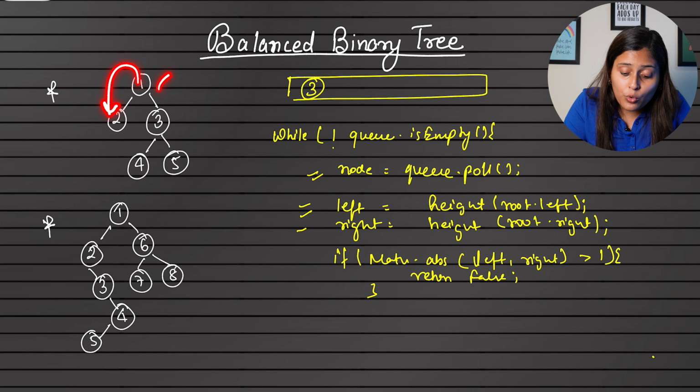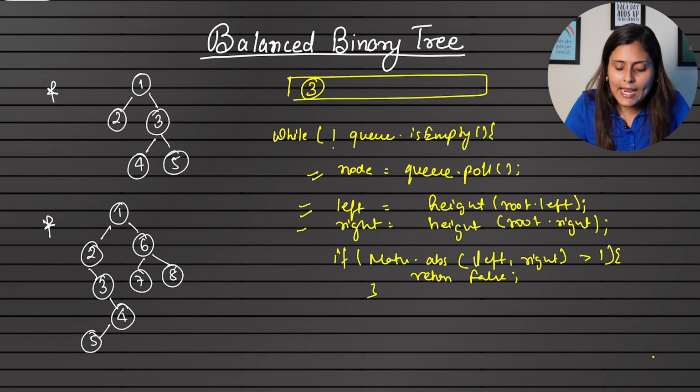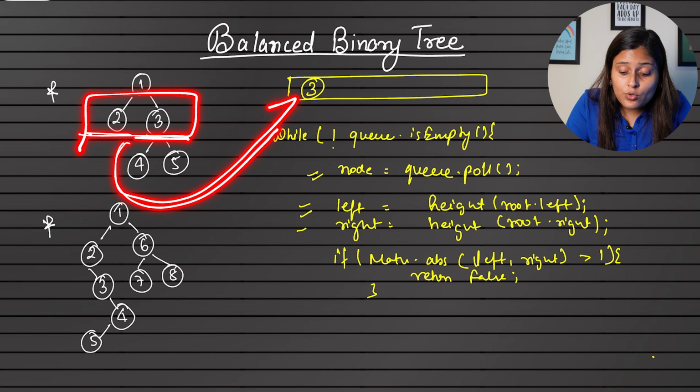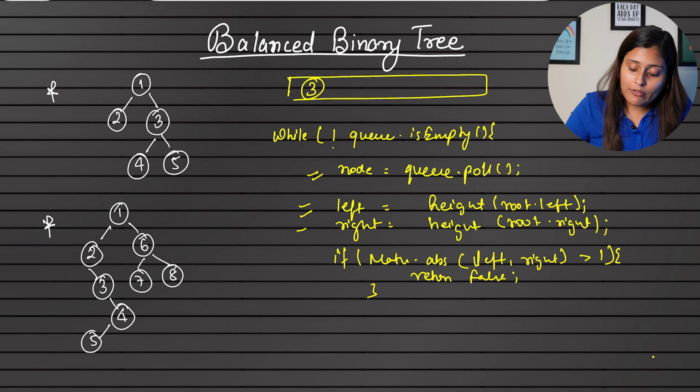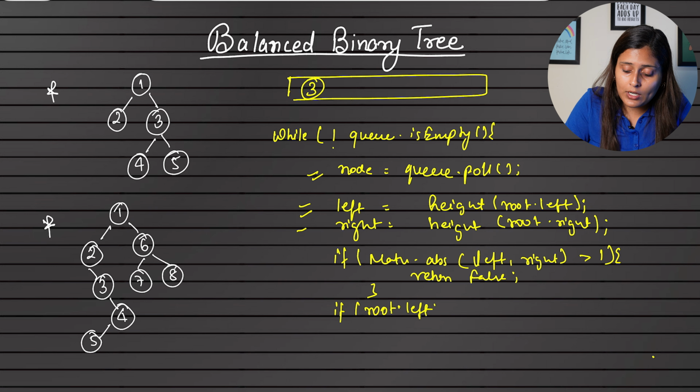Now our task is to go towards the left side and go towards the right side and check for other nodes, which are their children, left and right. So they need to go inside the queue. So what I will do, I'll check before inserting in the queue: if root.left exists, then only queue.offer root.left.